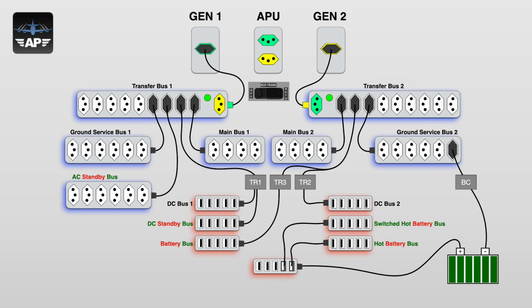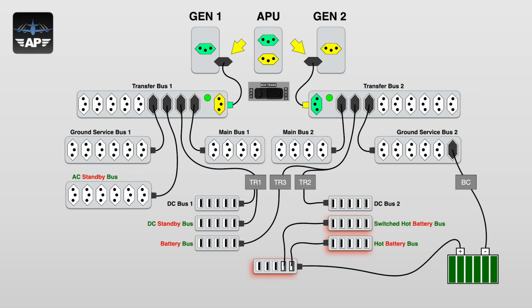Now, let's imagine a total generator failure, both sides. Battery will now be the only source of electrical power, and that USB hub still has 3 slots that are there to feed the remaining 3 buses previously mentioned. DC standby bus and battery bus are buses using DC power already and can be connected directly to the USB hub. But the AC standby bus is of course AC. To make it work, we now need to use a device that will do the opposite job of a transformer rectifier. This is the job for an inverter. It takes DC power and changes it into AC power.